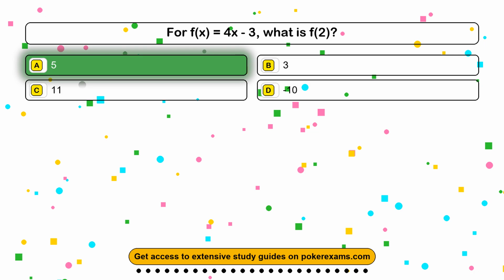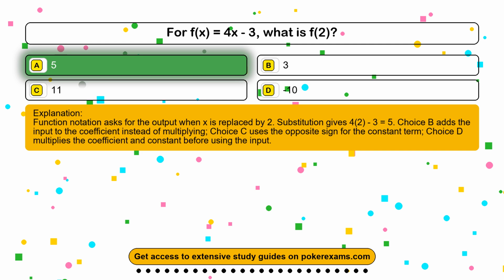The correct answer is option A, 5. Function notation asks for the output when x is replaced by 2. Substitution gives 4(2) - 3 equals 5. Choice B adds the input to the coefficient instead of multiplying. Choice C uses the opposite sign for the constant term. Choice D multiplies the coefficient and constant before using the input.